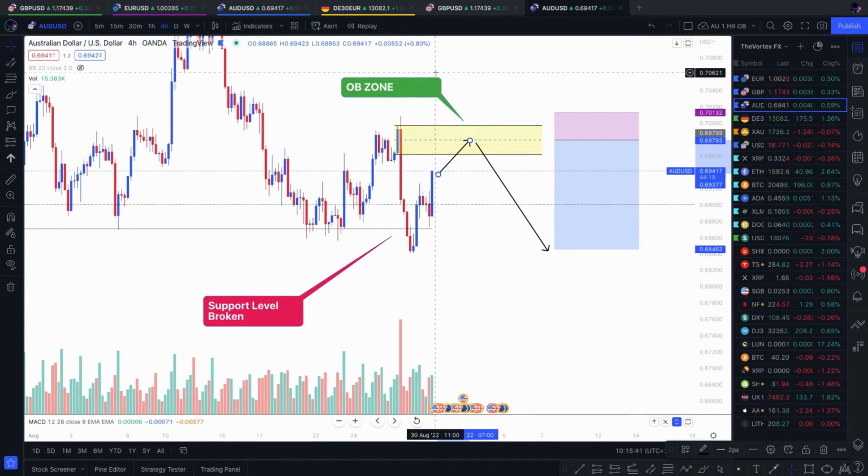We have an order block forming. Is it time to go short? Let's get straight into it.